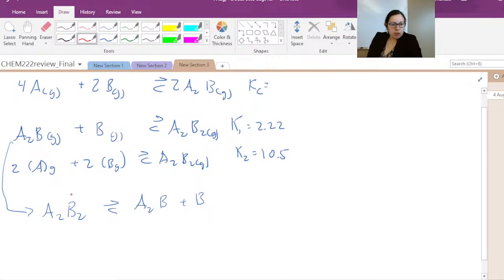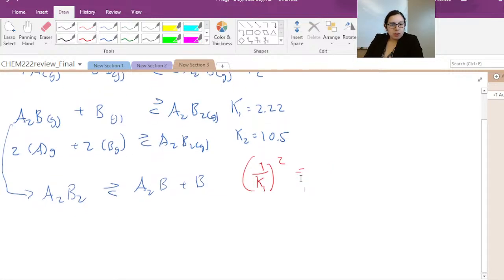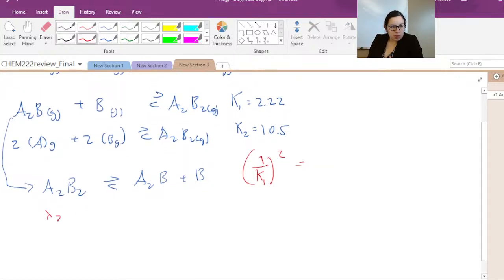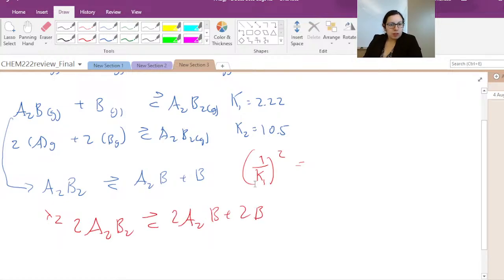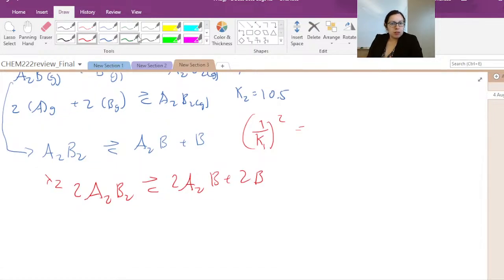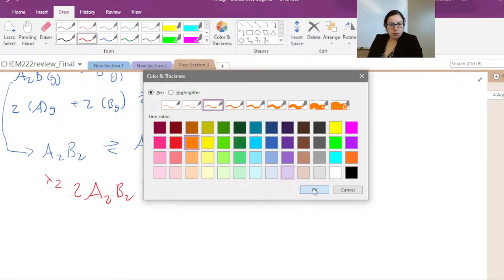So we inverse K1, and then do I need to multiply this one as well? Yeah, multiply it by 2. Now we have 1 over K1 squared. So times 2. And double this one, 2.